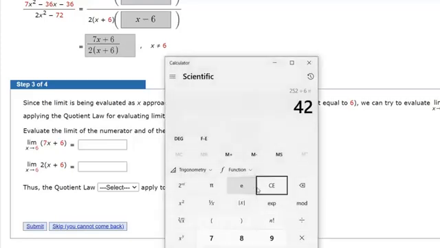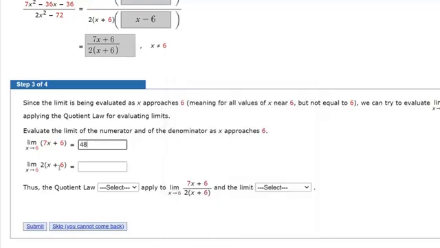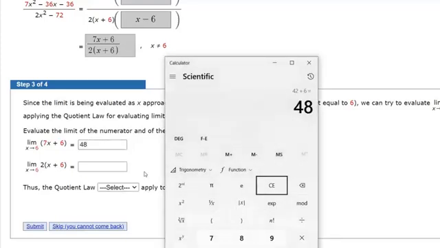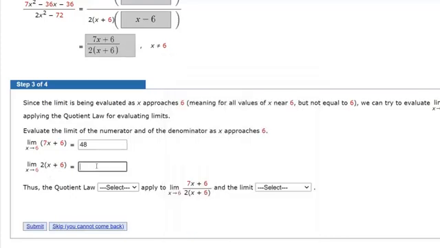That's not going to be 0 this time. Got 7 times 6 plus 6. That makes 48 for the numerator. And then if you plug in 6 in the denominator, now we don't have that divide by 0. 6 plus 6 makes 12. 12 times 2 makes 24. So the quotient law does apply. The limit exists.